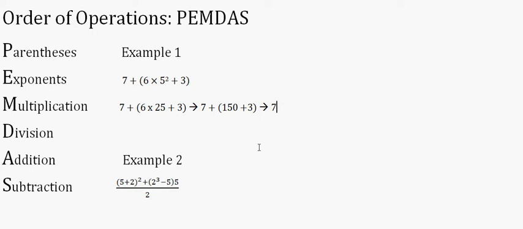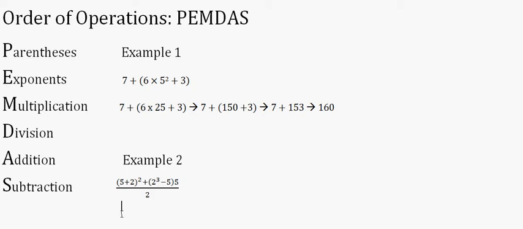Still sticking with the parentheses, we would do 7 plus, and 150 plus 3 is 153. We're almost done. Our final step is to complete the equation, so 7 plus 153 is 160. And that's how we would solve the first example. We followed our order of operations of PEMDAS, and we came to the correct answer. Let's go on to example 2.